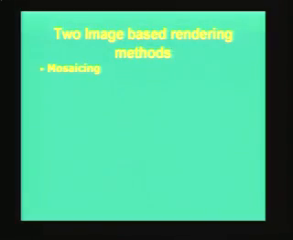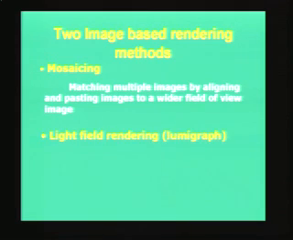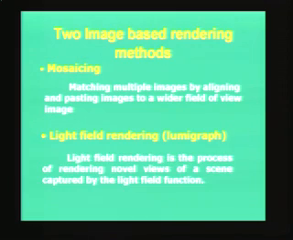We will discuss just two of the common methods of image based rendering. One is called mosaicing, which is also basically an area covered under image processing, where we match multiple images by aligning and pasting images to have a wider field of view image. Well, that is more of image processing than image based rendering, but that also could be used. And also we will introduce this terminology of light field rendering, or what is called a lumigraph, where the light field rendering is the process of rendering novel views of a scene captured by the light field function.